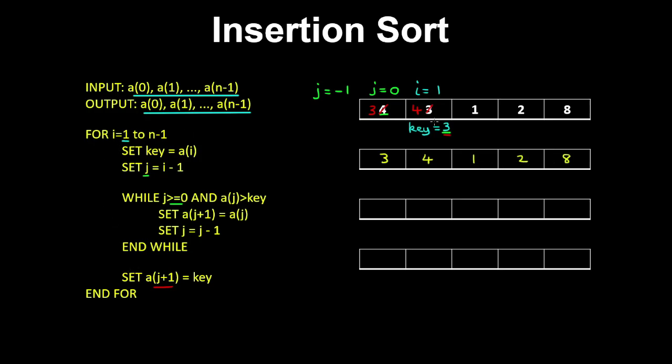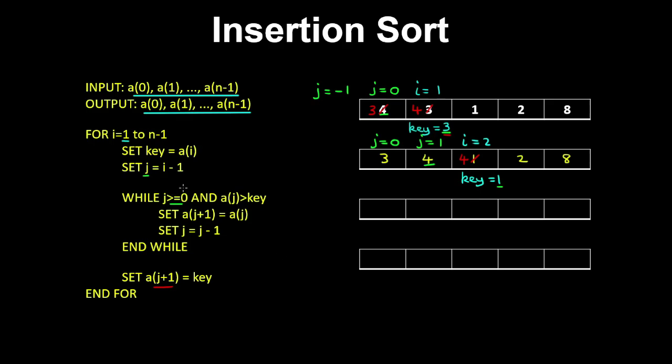And then in the next iteration, i is equal to 2. We set the key to be the element at i, which is 1. And j is set to i minus 1, which is the index of the previous element in the array list. And then j is greater than or equal to 0, and the element at j is greater than the key. So therefore the element at j plus 1, which is 1, is set to the element at j. And j is decremented, so j is equal to 0 now.